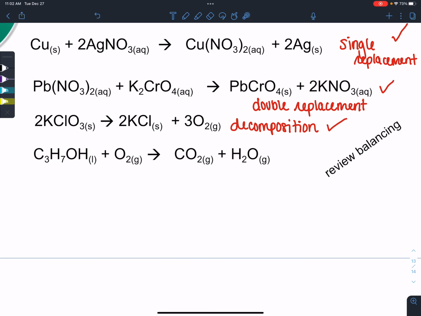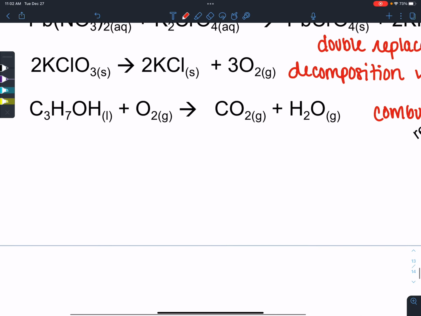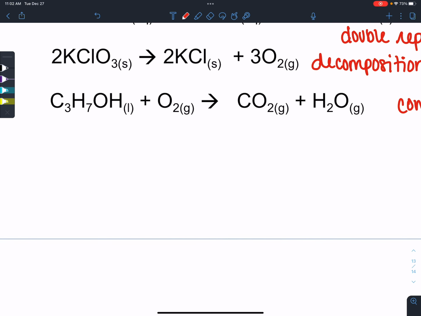All right, this last one, immediately upon seeing it, you should recognize that we've got an oxygen reacting with a hydrocarbon to form carbon dioxide and water. So immediately, your first thought should be that that is combustion. Now this one is not balanced. So let's go ahead and review balancing for combustion. This was that last example that I did on lesson 1.